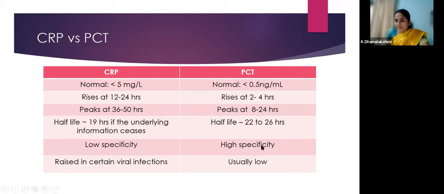So what does specificity mean? If the PCT is less than 0.5, reasonably we are able to rule out bacterial infection. That is the meaning of high specificity. Sometimes CRP can be raised in certain viral infections. For example, certain viruses like adeno, CMV, and influenza viruses can have a high CRP. So only looking at the CRP, we should not come to a conclusion whether it is viral or bacterial. Usually in viral illnesses, PCT will be very low.